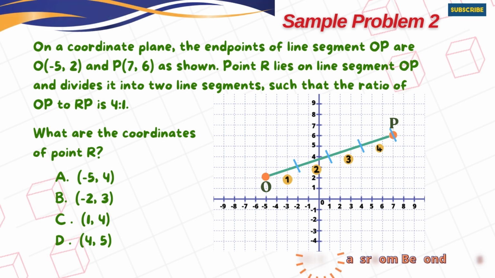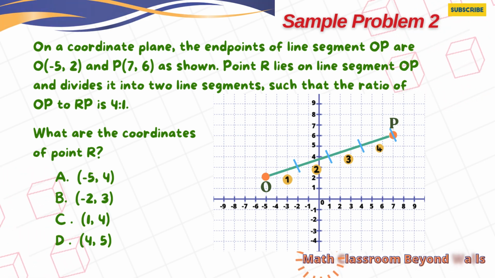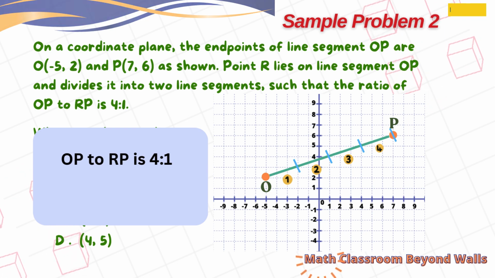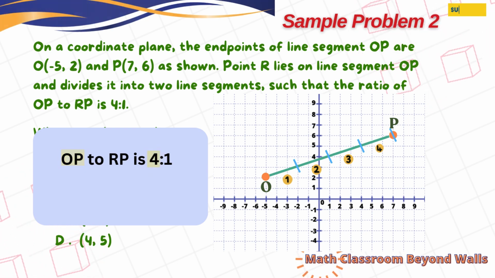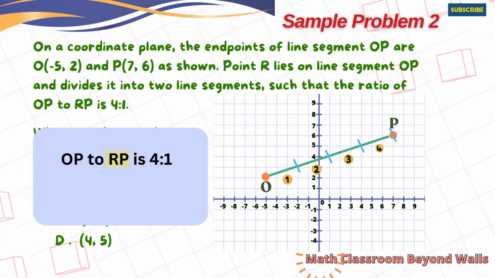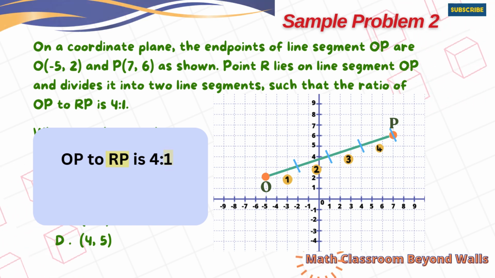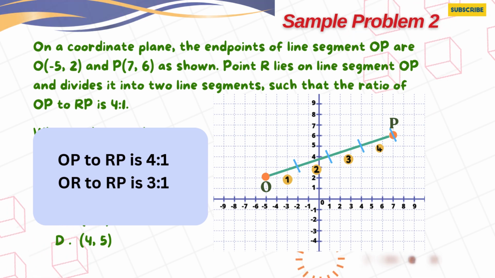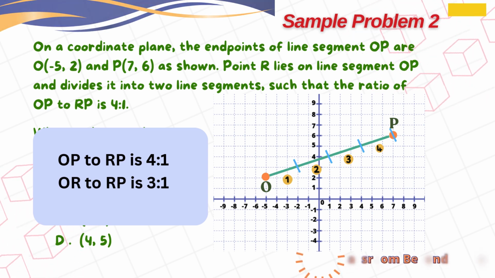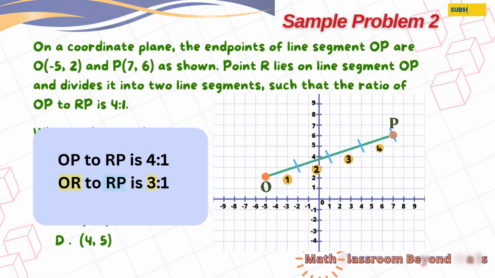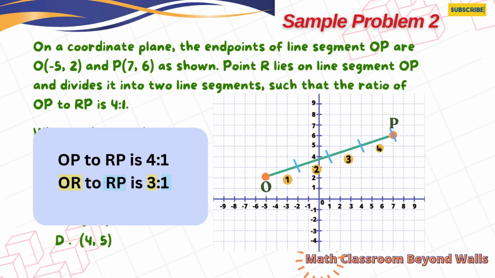With this diagram, we can now locate the partition point R. Again, the ratio of OP to RP, which is 4:1, implies that the total length is 4 parts. More so, it tells us that RP with endpoint at P is one part of the 4 parts. Thus, OR to RP is 3:1, which means that OR is 3 parts of the 4 parts, and RP is 1 part of the 4 parts.